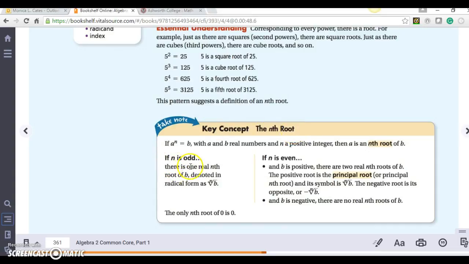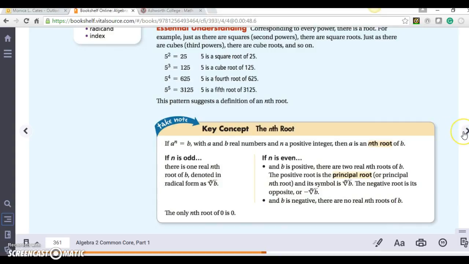If n is odd, when I take the nth root of a number and n is an odd number, 1, 3, 5, 7, 9, and so forth, there is one real nth root of b, denoted in radical form. The only nth root of 0 is 0. If n is even and b is positive, there are two real nth roots of b. The positive root is the principal nth root, and its symbol is the nth root of b. The negative root is its opposite, the negative nth root of b. And if b is negative, there are no real nth roots of b.